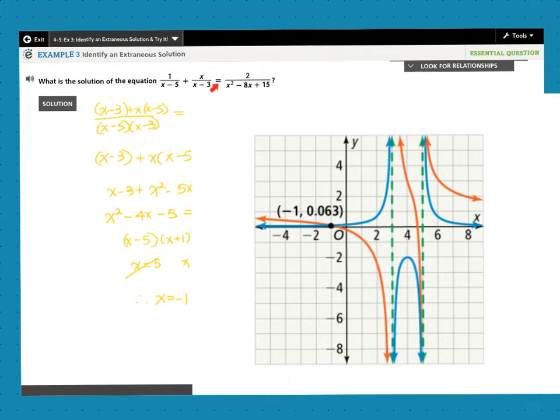Now, in order for these two functions to be equal, they have to meet at this point, which is x equals negative 1. That's our answer, our solution. And at that point, we know the y value is 0.063. So you verified it with your graphing calculator that this is correct as well. Okay?